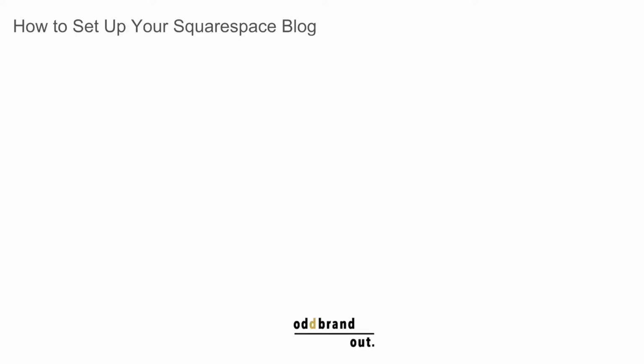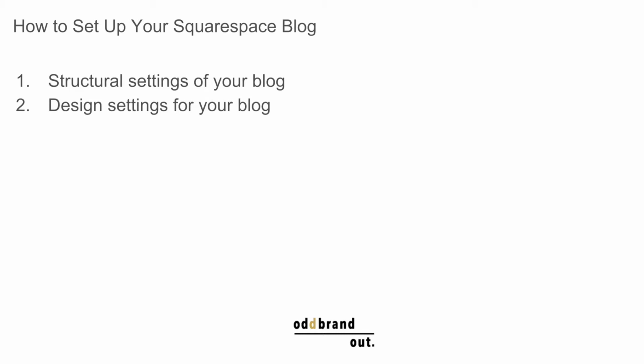In this video, I'm going to show you just how easy it is to set up your blog on Squarespace. There's basically three different components we need to look at to do this properly. The first is the structural settings of your blog, and the next is the design settings for your blog, both in terms of your blog page and your blog posts.